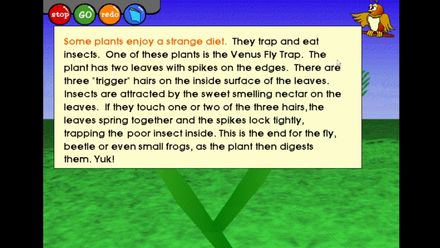Read this information. Some plants enjoy a strange diet. They trap and eat insects. One of these plants is the Venus flytrap. The plant has 2 leaves with spikes on the edges. There are 3 trigger hairs on the inside surface of the leaves. Insects are attracted by the sweet-smelling nectar on the leaves. If they touch 1 or 2 of the 3 hairs, the leaves spring together and the spikes lock tightly, trapping the poor insect inside. This is the end for the fly, beetle, or even small frogs, as the plant then digests. Yuck!